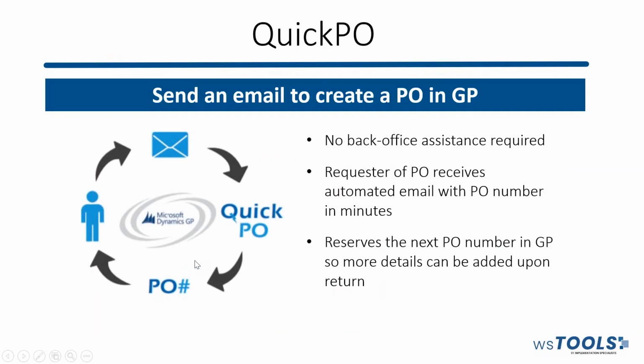And then Quick PO. What Quick PO allows you to do is, for let's say a technician out in the field needs a purchase order in order to buy something to take it on site. What he can do is send an email to a designated email box that actually will be listened to on the back end, and it'll go in and create a purchase order heading for you, and it'll send back to the technician, here's your purchase order number.